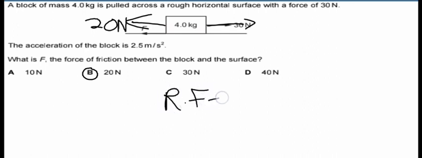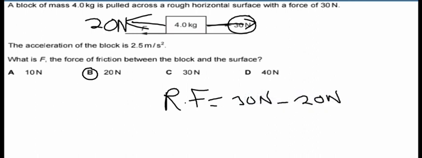Okay, so in conclusion, these forces are acting opposite to each other. And when forces are acting opposite to each other, we have already found the force F, which is 20 newtons. So let's calculate the resultant force here. The resultant force is going to be equal to 30 newtons minus 20 newtons. Then the resultant force is just going to be 10 newtons. So that's the resultant force. Let's move on to the next one.